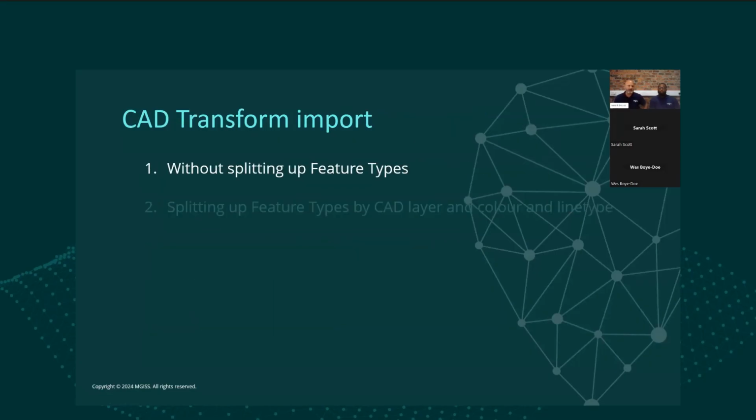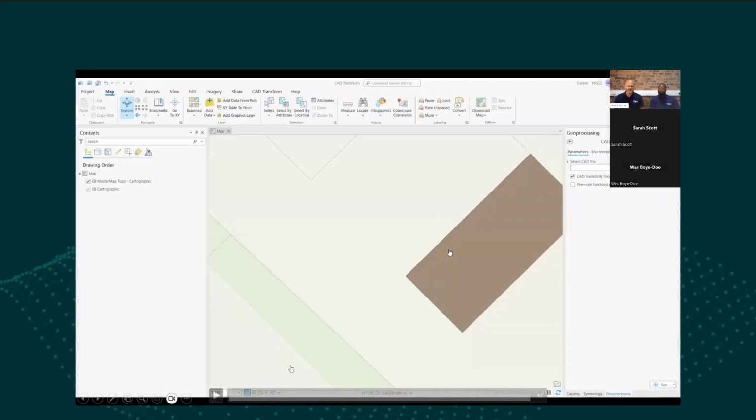So how do you use CADTransform? There's two ways of using it. The first way is to use it by not splitting up the feature types, very similar to the native CAD import we just demonstrated. And I'll demonstrate that now. So I start by opening up the CADTransform tool.